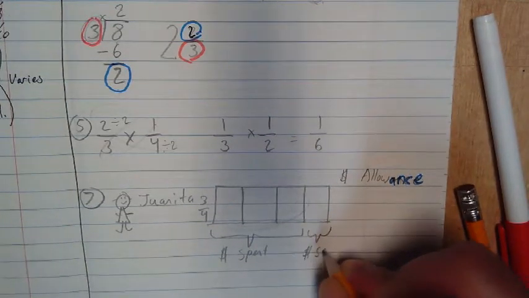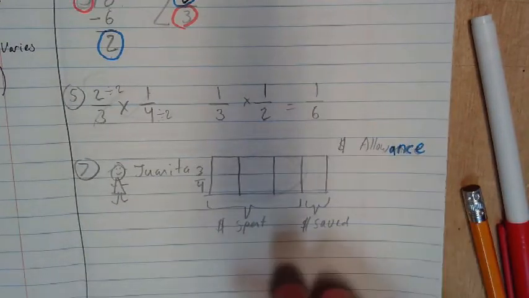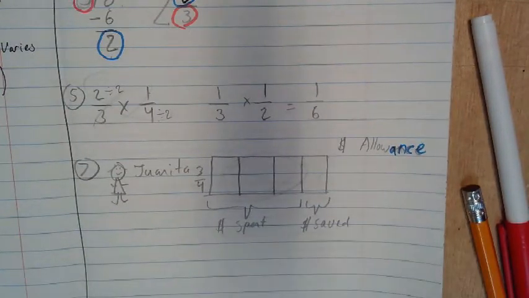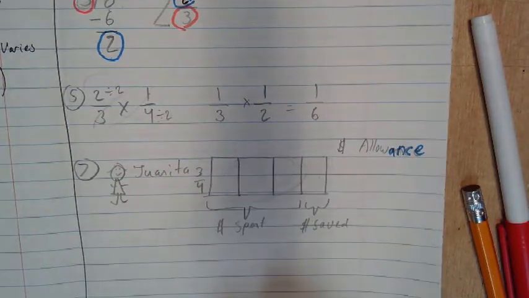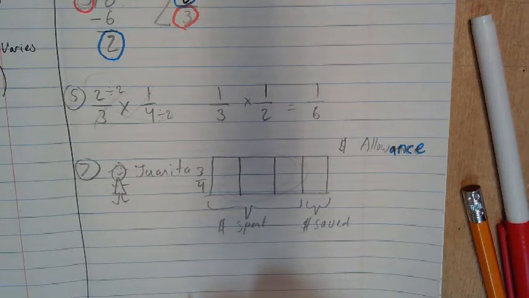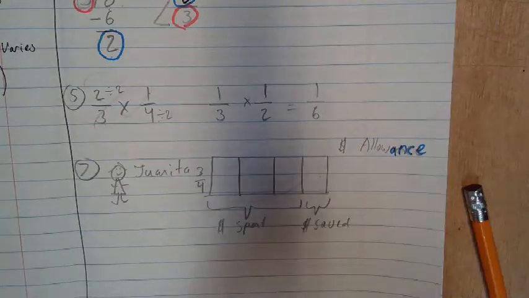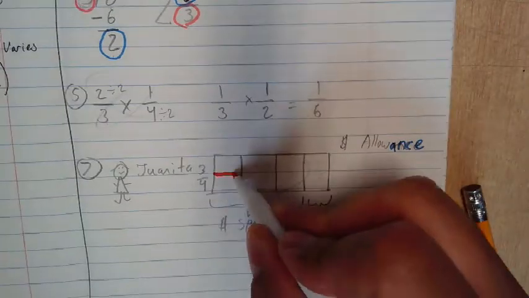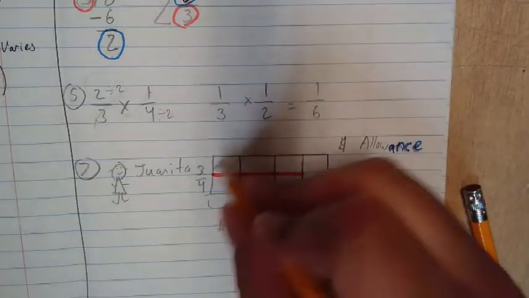Money still saved, I guess. But we're talking about money she spent because you need money to buy stuff. So she spent this, and of this, half went to new headphones. So what part of her allowance did Juanita spend on earphones? Okay, again, work with me here. Here's my 3/4. What I should have done was shade this in first.